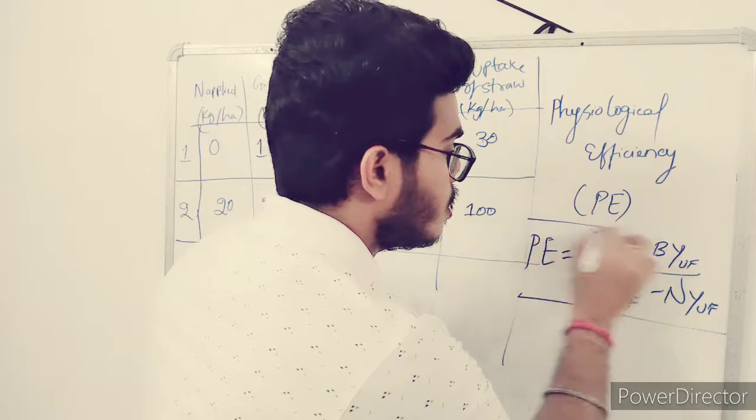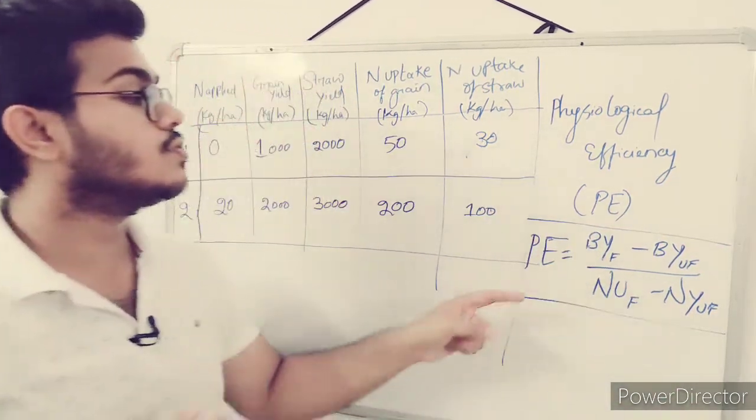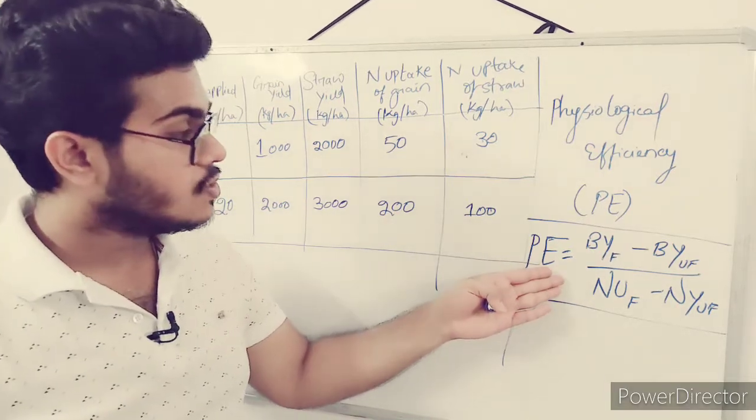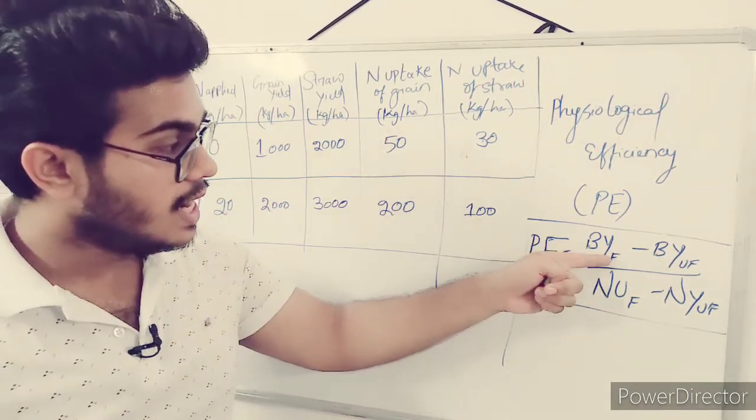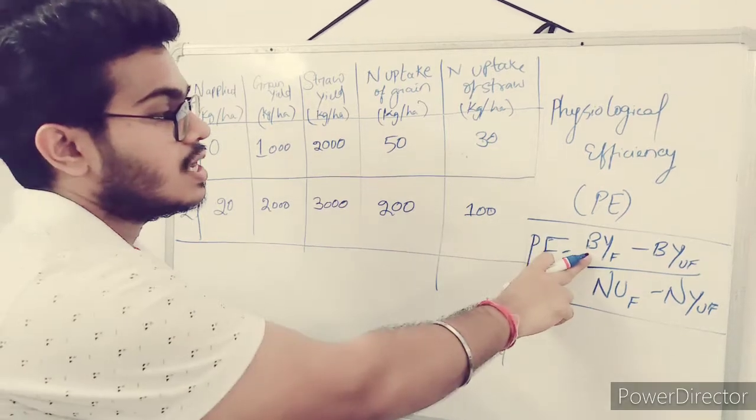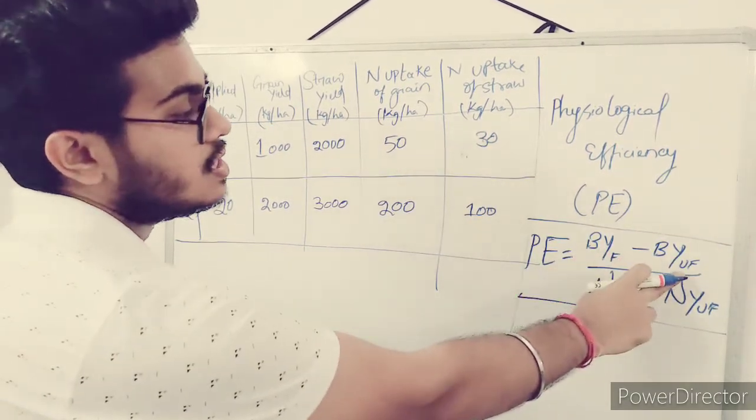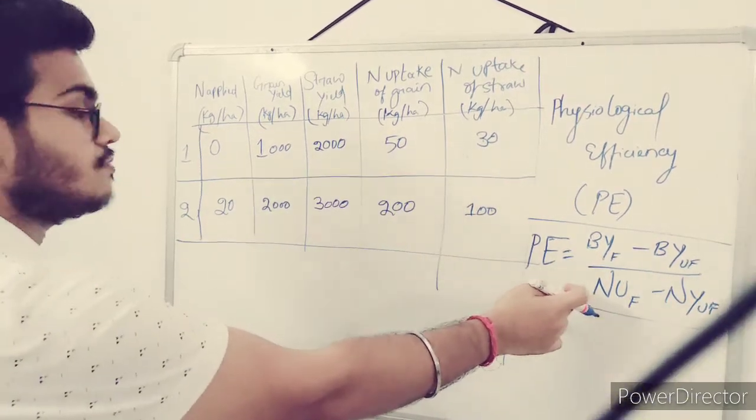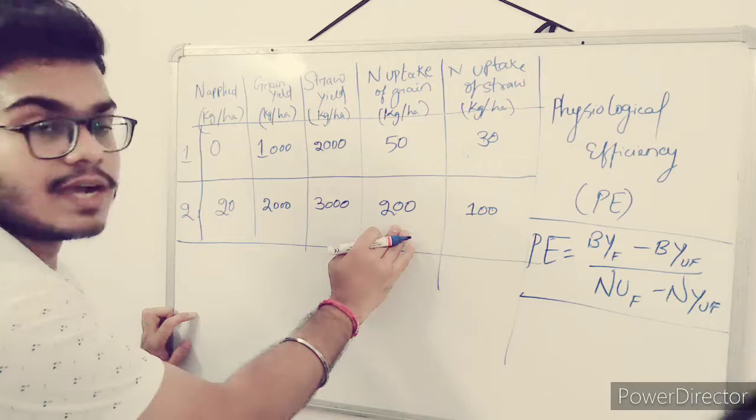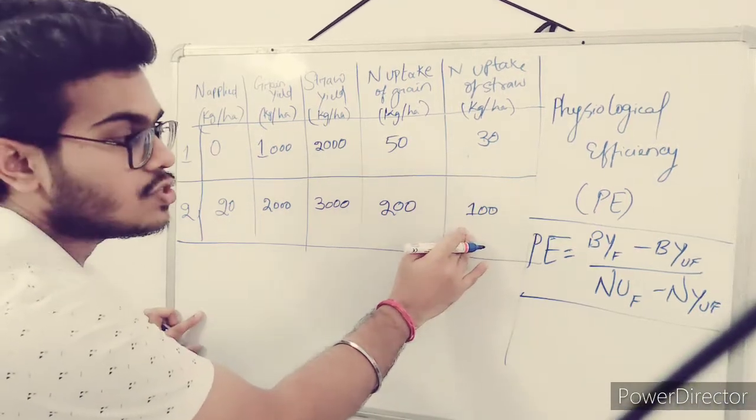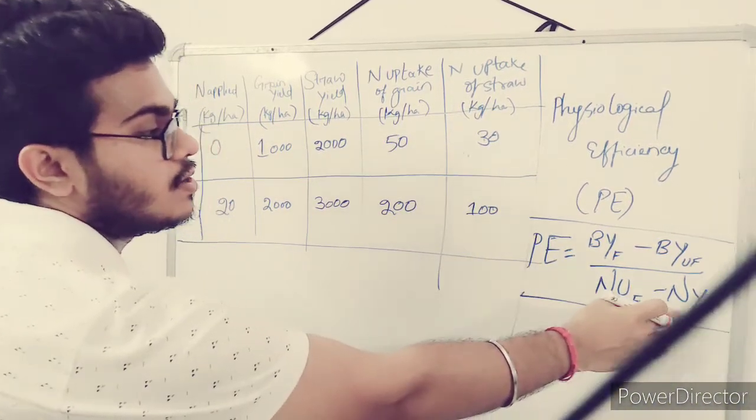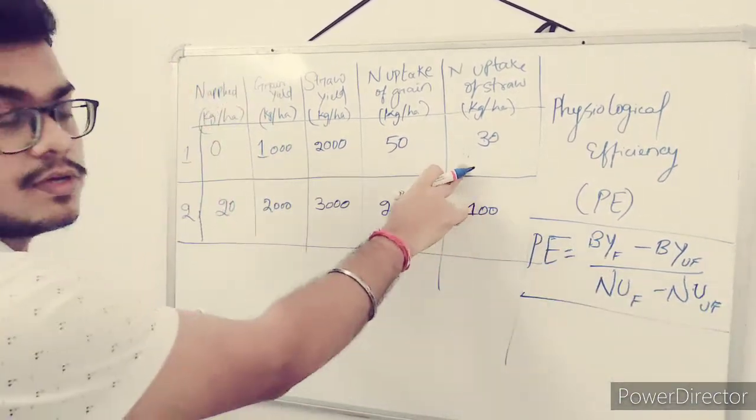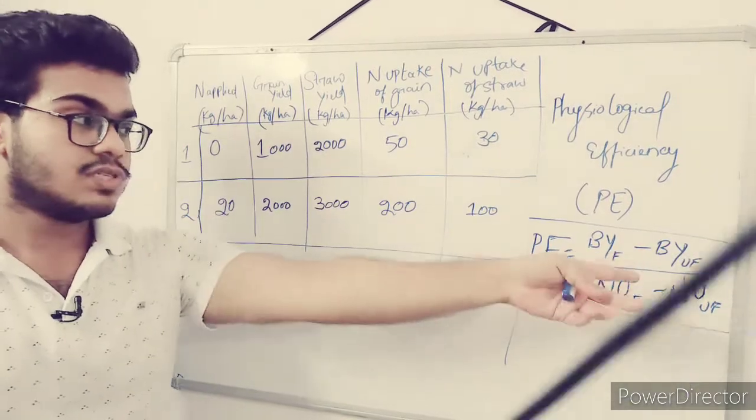So with this formula we can calculate the physiological efficiency of a particular crop or particular land. This physiological efficiency determines the biological yield. This is the biological yield in the fertilized plot minus the biological yield in the unfertilized plot, divided by the nutrient uptake in the fertilized plot, of both the grain and straw, minus the nutrient uptake of the unfertilized plot. So how to calculate the biological yield first?